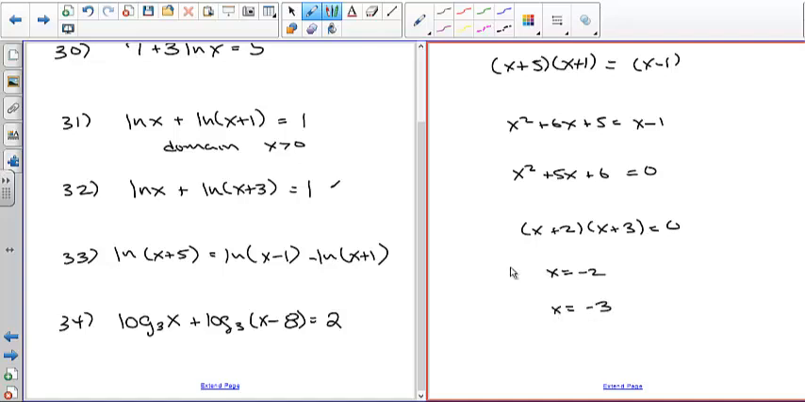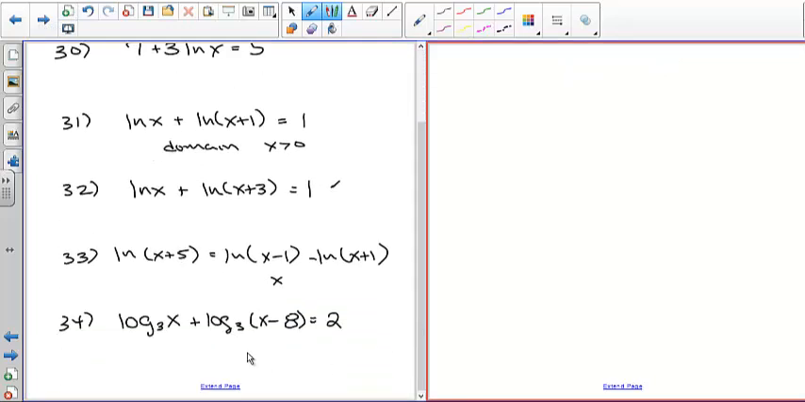And the problem there is that if you plug in x equals negative 2, you're going to get the natural log of a negative number. So there is no solution to that. Even though I came out with a solution, the problem is that they don't work with the natural log domain. So that one's a little tricky if you don't think about it. And then the final one's similar kind of thing.